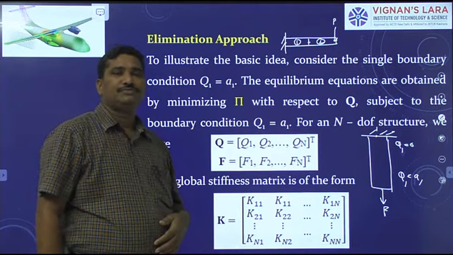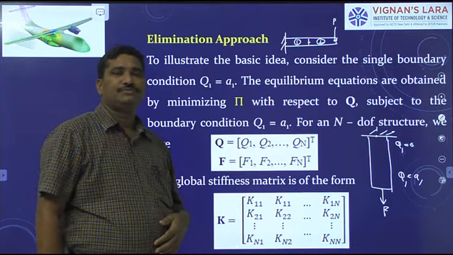Now, in this case, I take only one boundary condition, say Q1 equal to A1. Now, what is the expression for the total potential energy? Pi equals Q transpose K Q minus Q transpose into F. What is Q? It is the global displacement matrix, a column matrix represented like this. And what is F? It is a global load vector, which is represented like this as a column matrix.